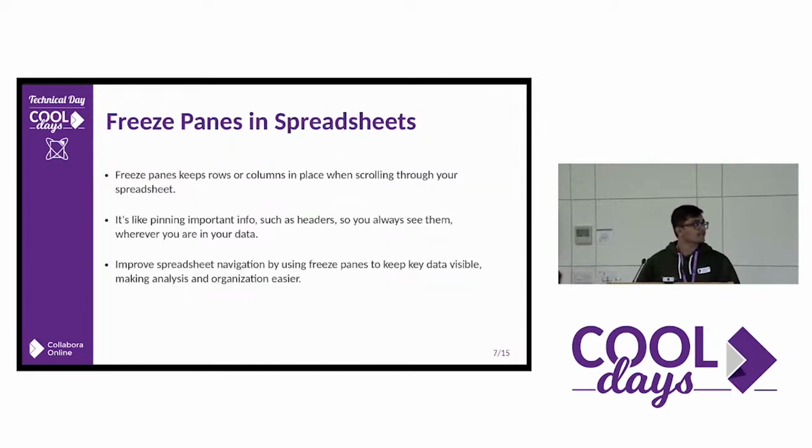The next thing is freeze pane. Freeze pane keeps rows and columns in place when we scroll through our spreadsheet. Important things like headers and column labels stay fixed on the canvas while we scroll the other parts of the data, which helps us keep track of important entities on the screen.